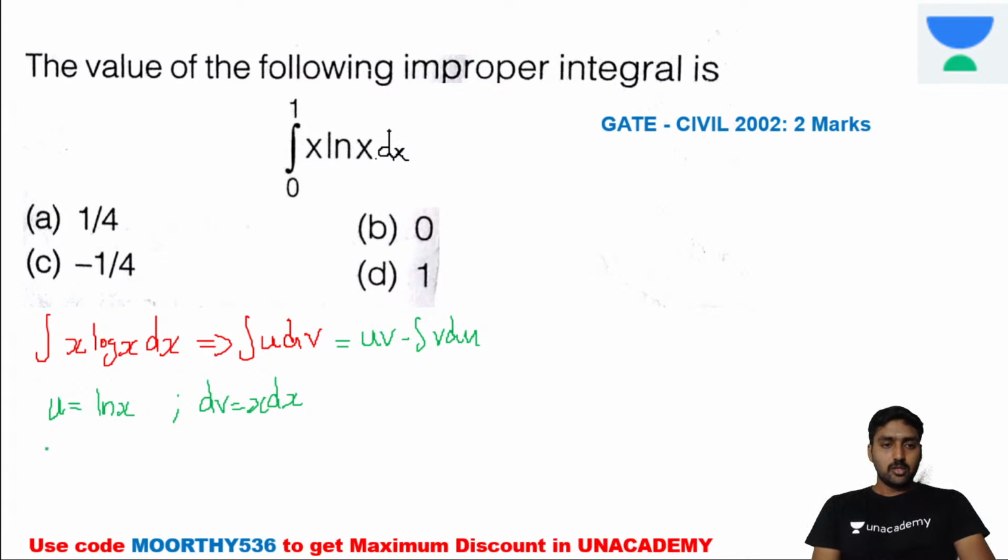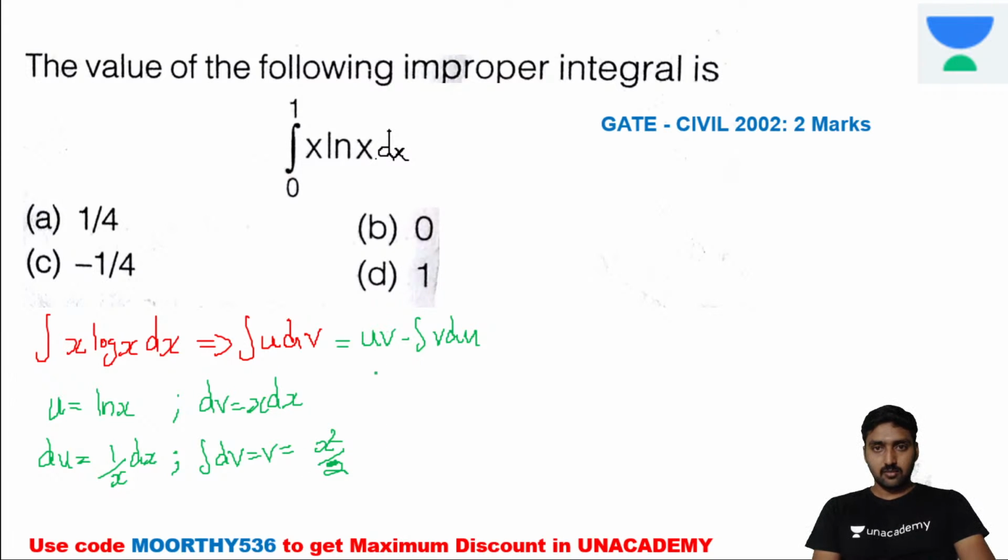Now u is given, so du is equal to, differentiating both sides, logarithmic of x differentiation, 1 divided by x into dx. Now dv, integrating dv gives v, which is the integration of x into dx, equal to x square divided by 2. Now apply these values into the given question.